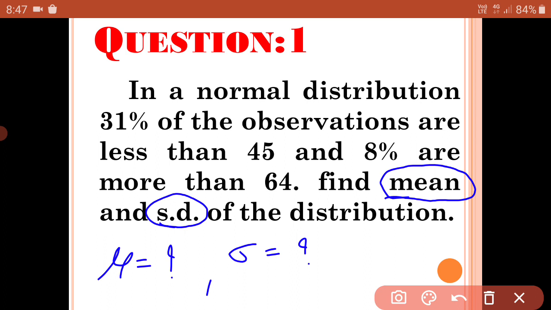And when percentages are given in the question, like here 31% of the observations and 8% of the observations, then also we look at the table in reverse format. So remember, when a percentage is given, we look in the reverse table, or when we find the mean and standard deviation, then also we look at the table in reverse format.